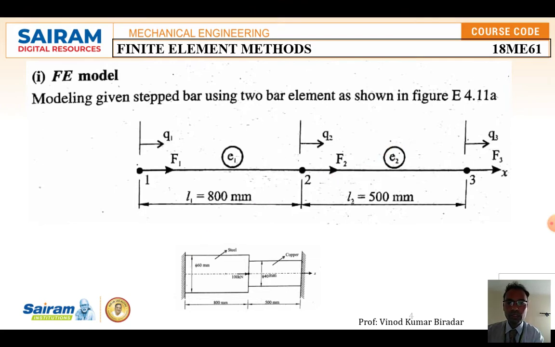So the forces are F1, F2, F3. F1 will become 0 and U1 will become 0 because it is a fixed node, and similarly U3 and F3 will become 0 because it is fixed. The force acting is 100 kilonewton as given, and the length of the first element is 800 and the length of the second element is 500. Q1 stands for displacement at node number 1, Q2 stands for displacement at node number 2, and Q3 stands for displacement at node number 3.